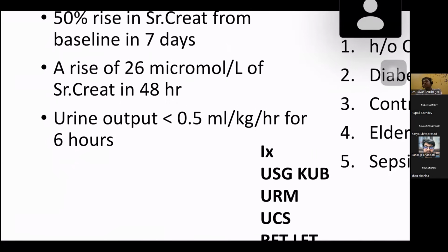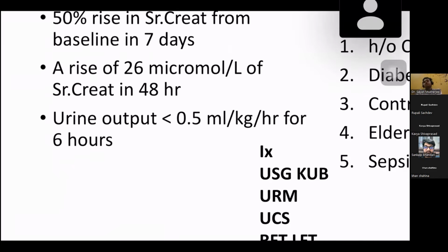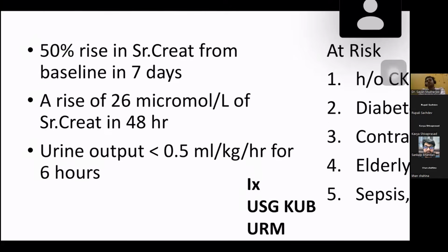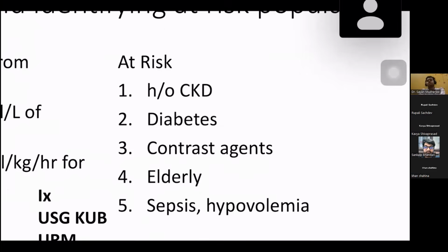The third one is quite important. Less than 0.5 ml per kg per hour for 6 hours is urine output. So generally, you'll catheterize these patients, so you can easily quantify how much urine is passing. And 0.5 ml per kg, let's say 60 kilograms his body weight is. So for 60, it's 30 milliliters per hour. So if his output is less than 30 for more than 6 hours, you can say he's at risk and has AKI.